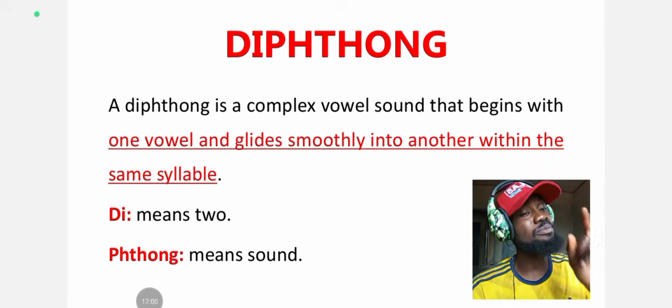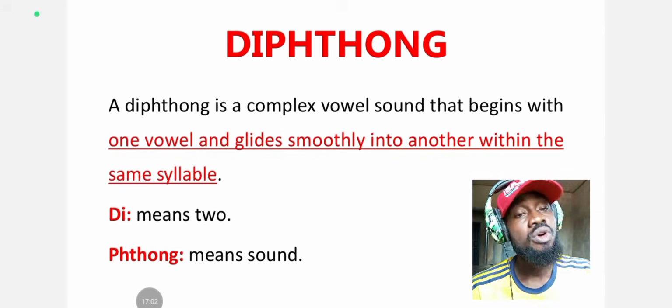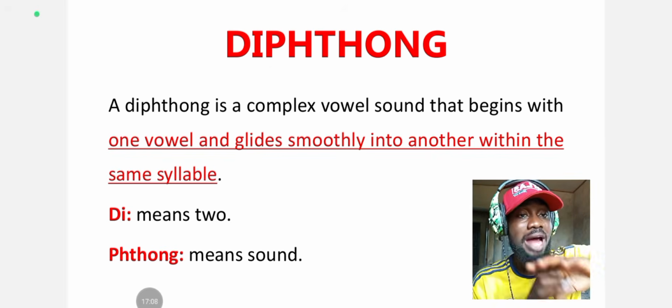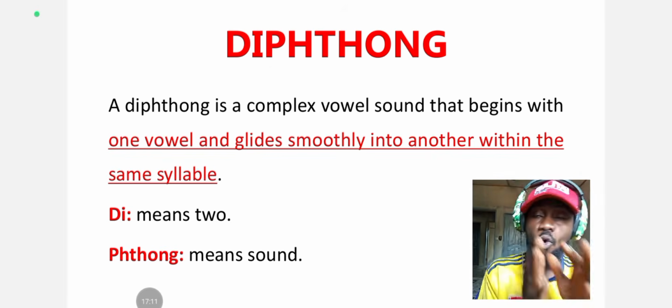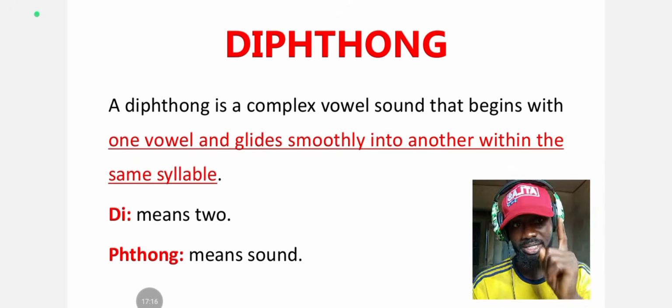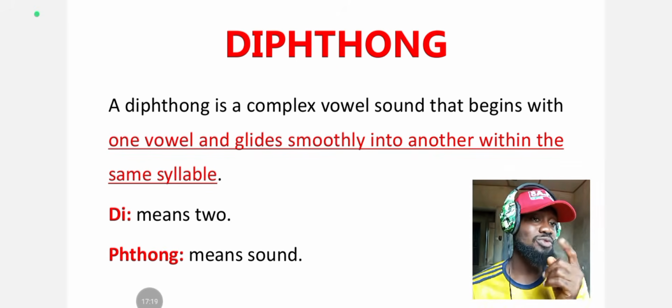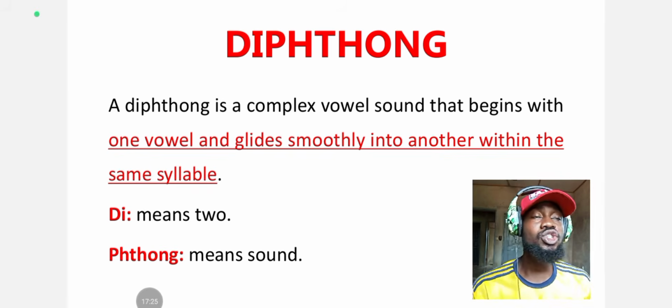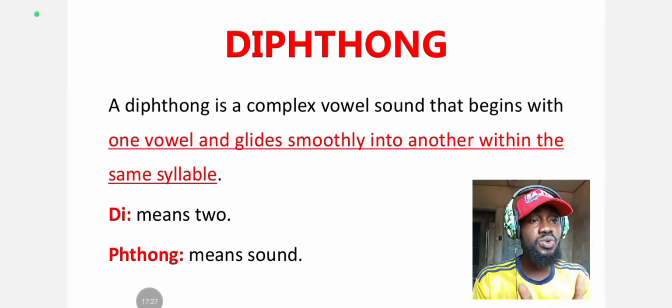So the syllable remains the same. It's one syllable, but the vowel sound is complex. It glides from one vowel sound smoothly into another. I am going to show you. It's just like having two vowel sounds in one syllable. It's not pronounced as one vowel sound. Then you are going to see the lip and the mouth move from one position to another. It's not a pure vowel sound. It's a complex vowel sound.